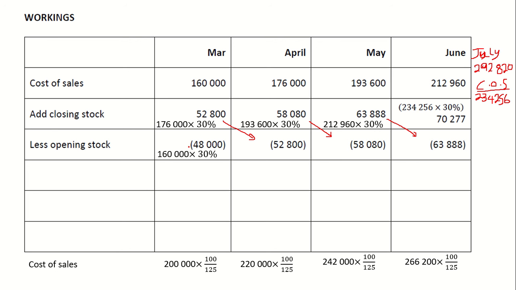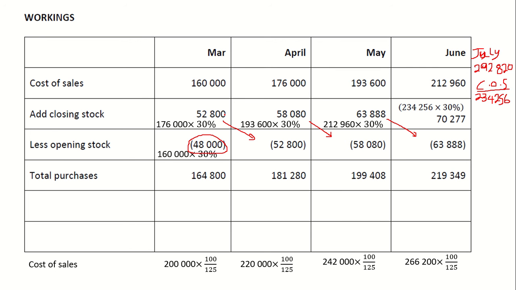I'm subtracting this 48 for March because it was purchased in Feb. For April, I'm subtracting this 52 because it was purchased in March. By subtracting opening stock and adding closing stock, it'll give me my total purchases for each month.